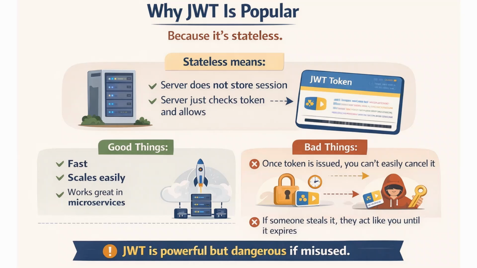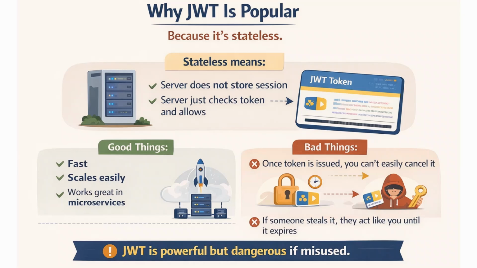Now if JWT has pros, it is definitely possible that it might have some cons also. Once the server issues a JWT token, it is hard to revoke that token. If the token is stolen, the attacker can act as the user until it expires. For example, if the token is valid for 7 days, we have to wait 7 days if the token is leaked. So JWT is powerful but risky if misused.